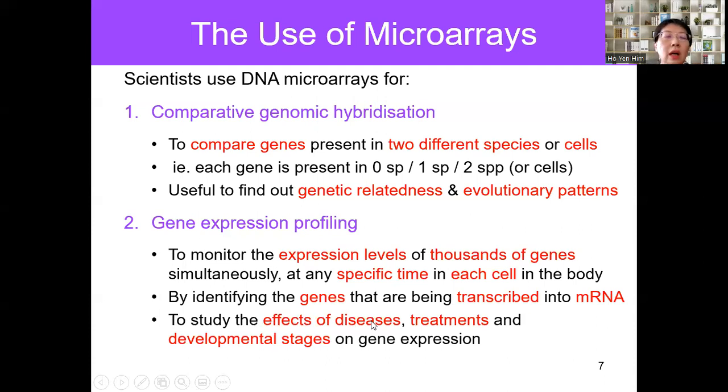For example, a normal cell versus a cancer cell. What's the difference? What is the gene in a cancer cell that's being switched on that a normal cell will not switch on? Okay, so this is one example. Another is what kind of treatments I have given to the cell. When I give the drug to the cell, how does the cell respond? What is the gene that's being switched on when I give this treatment? When the treatment is effective, what genes are switched on? When the treatment is not effective, what genes are switched on?